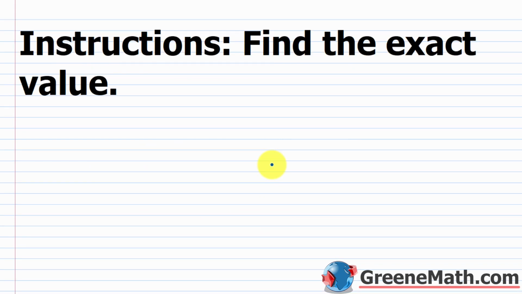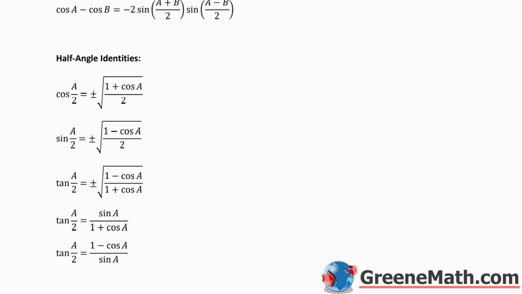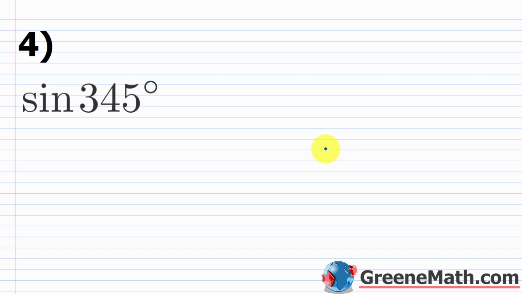All right, for the next few problems, the instructions tell us to find the exact value. And for problem 4, we have the sine of 345 degrees. So for this one, you could use your half angle identity. Again, the sine of A over 2 is equal to plus or minus the square root of 1 minus the cosine of A over 2. But what you would want to do first is think about, okay, if I want to use A over 2, well, I need to double this first and then divide by 2.